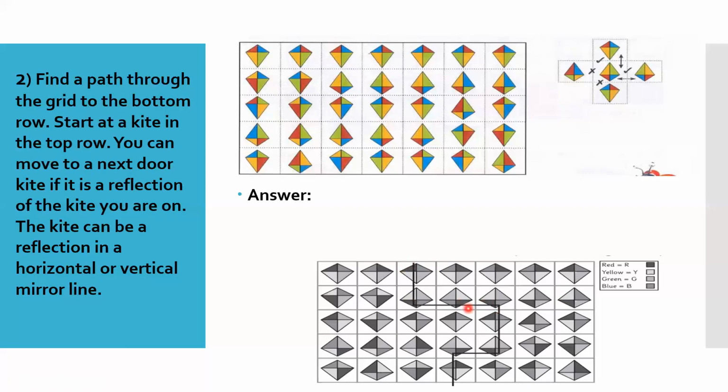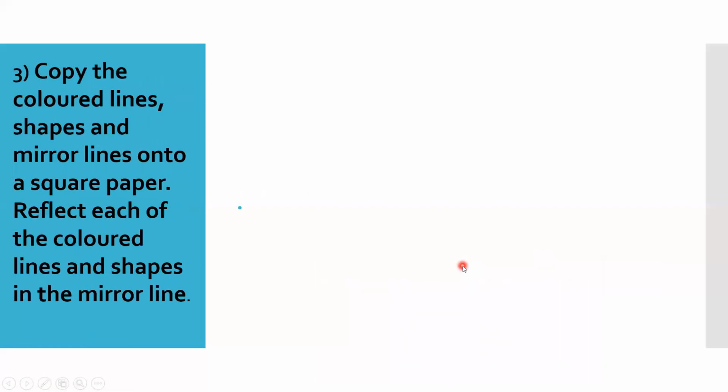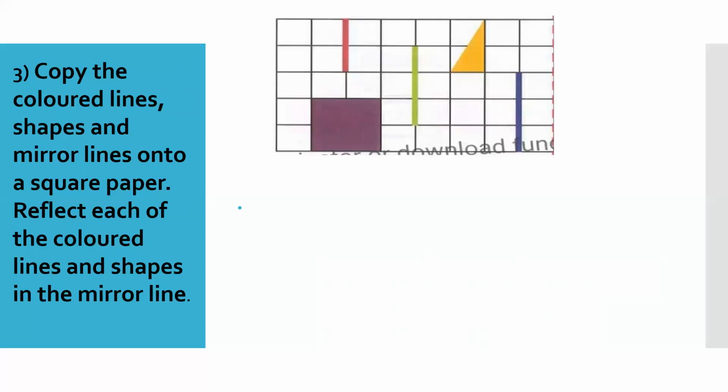Okay, next we will move on to our third question. Let's see the third question. Copy the colored lines, shades, and mirror lines onto a square paper. Reflect each of the colored lines and shades in the mirror line. Let's see the colored line, shades, and mirror lines.